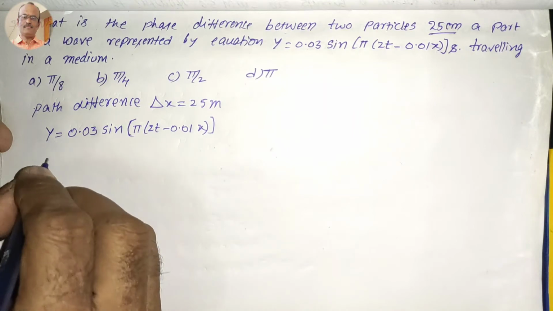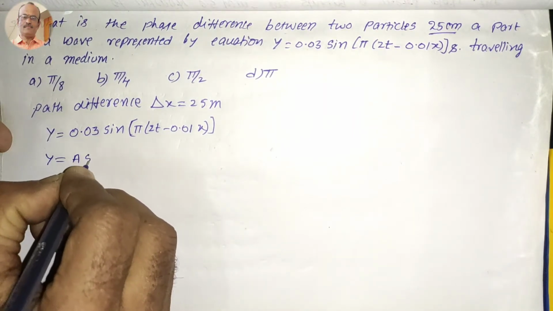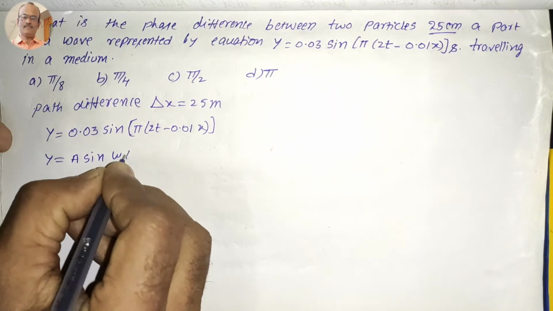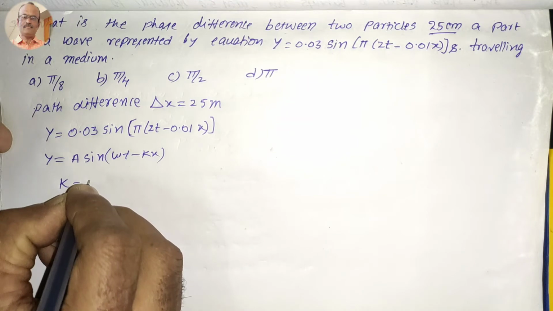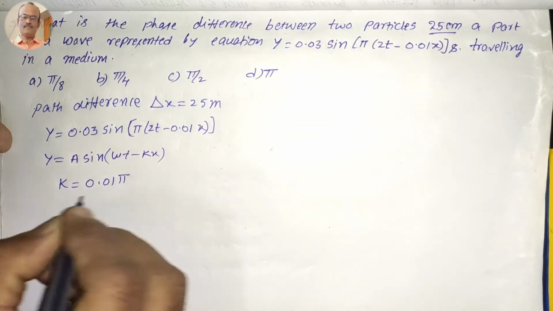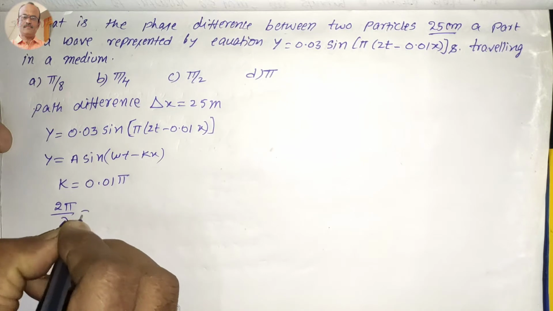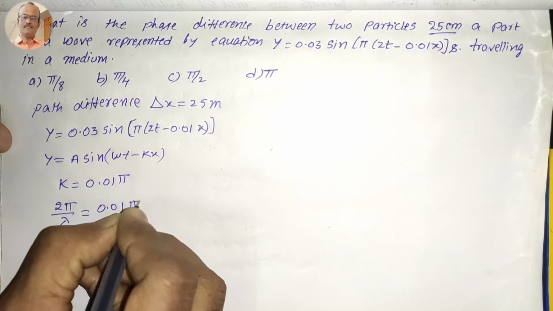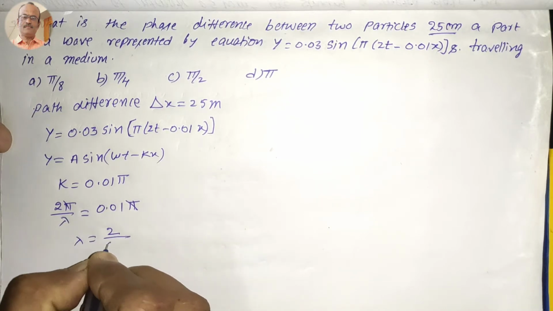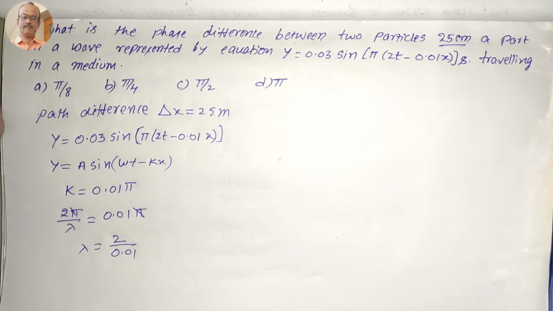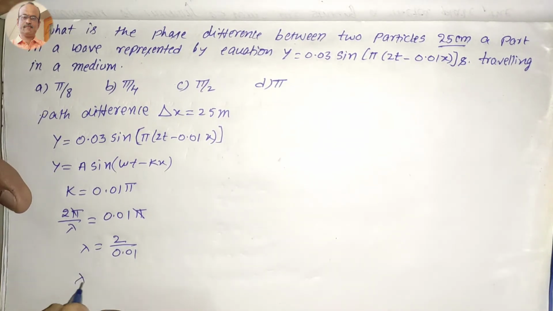So when this wave equation is compared with this one, y is equal to a sin omega t minus kx. So from here k is equal to 0.01 pi. So k means we know that 2 pi by lambda is equal to 0.01 times pi. Here pi cancel, lambda is equal to 2 divided by 0.01. Now here lambda is equal to 200 divided by 1, wavelength lambda is equal to 200 meters.